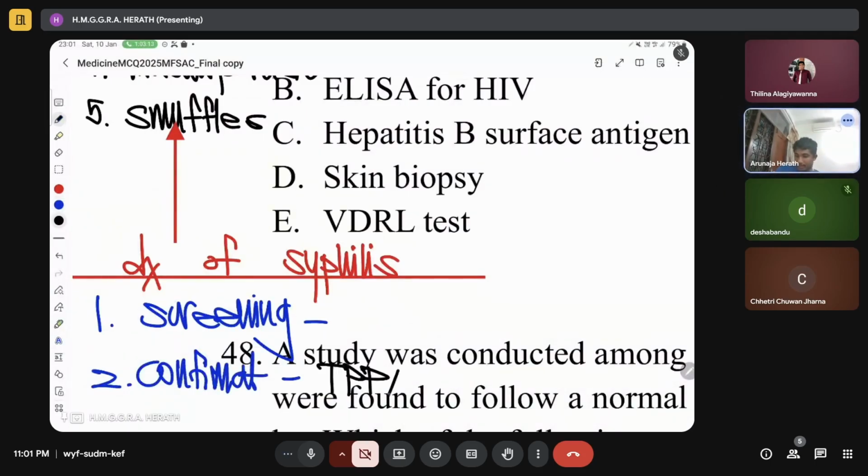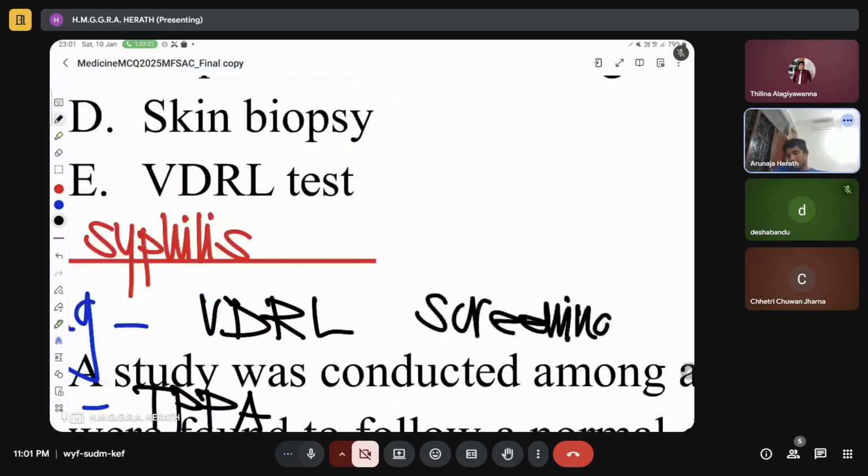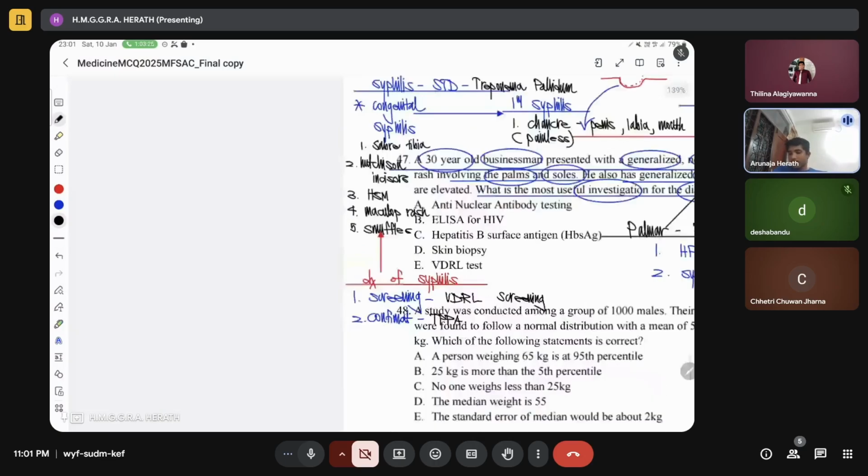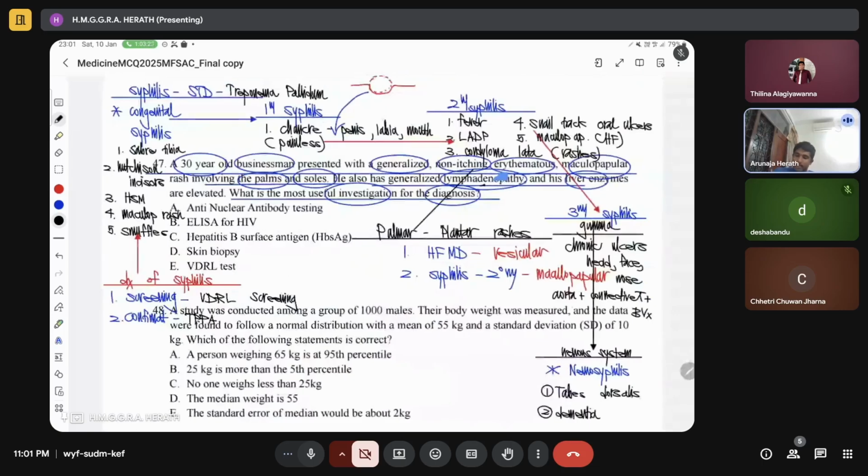TPPA. Okay. Treponema pallidum particle agglutination assay. Okay. VDRL is the screening investigation in Sri Lanka. Can a patient be positive for VDRL, however negative for TPPA? How?